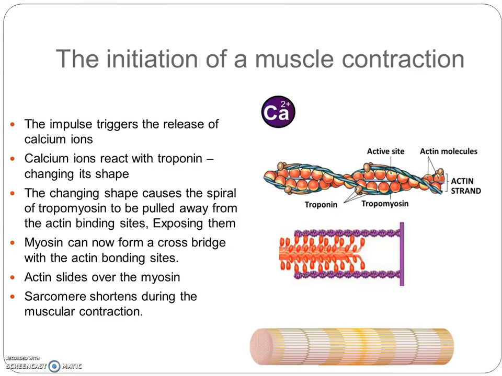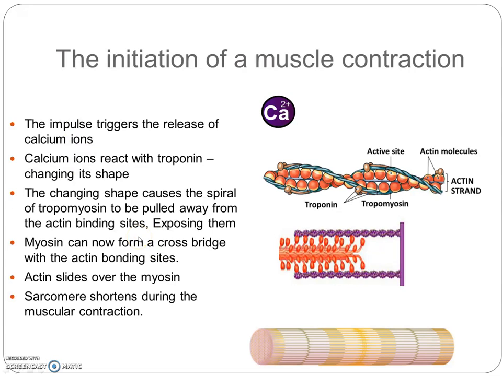Now for the initiation of a muscle contraction. So when the impulse reaches the sarcoplasmic reticulum, calcium ions are released. These calcium ions react with the troponin, which changes its shape. The changing of the troponin's shape pulls away the tropomyosin, which is currently covering the actin bonding sites, now freeing the actin bonding sites, allowing the myosin arms to create a crossbridge with them.